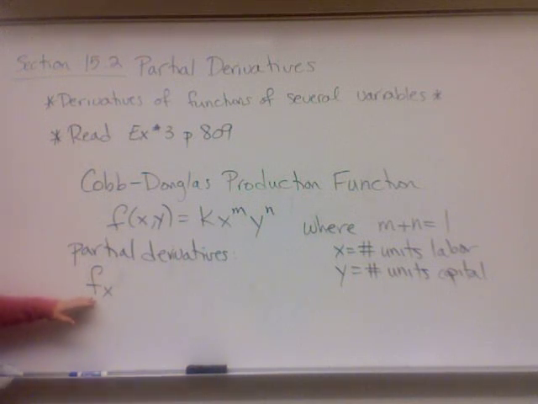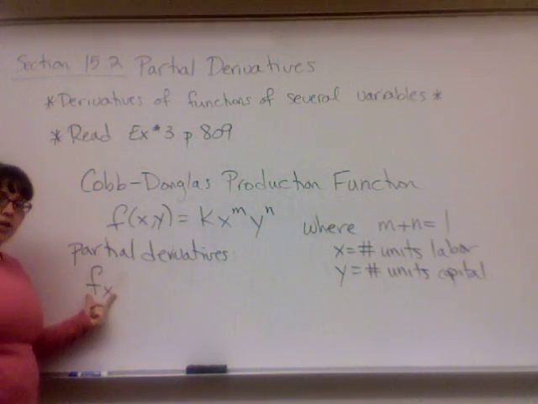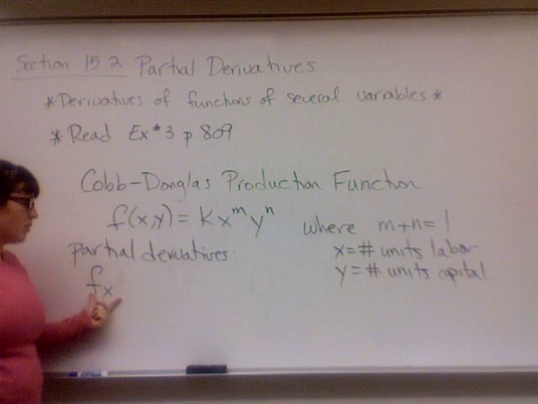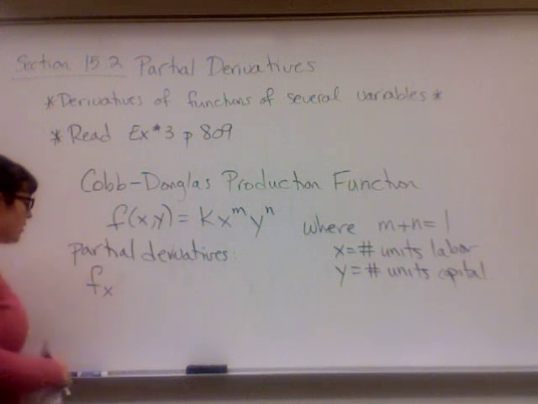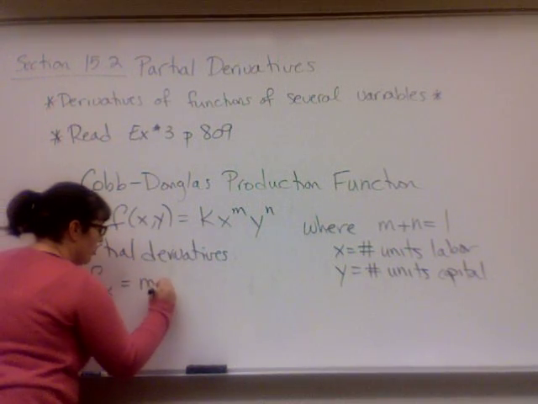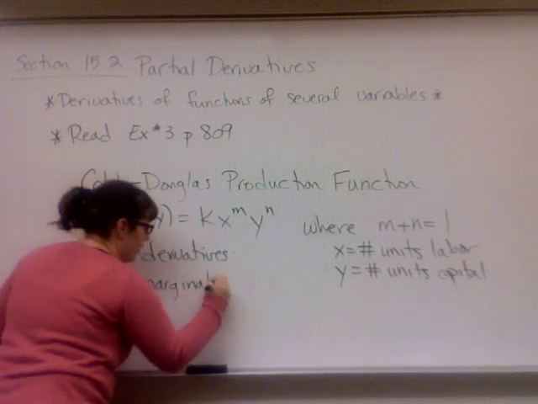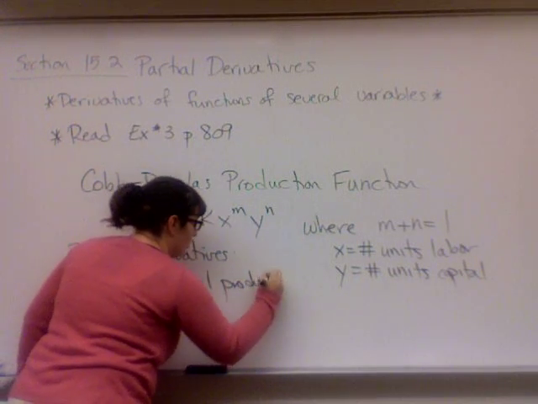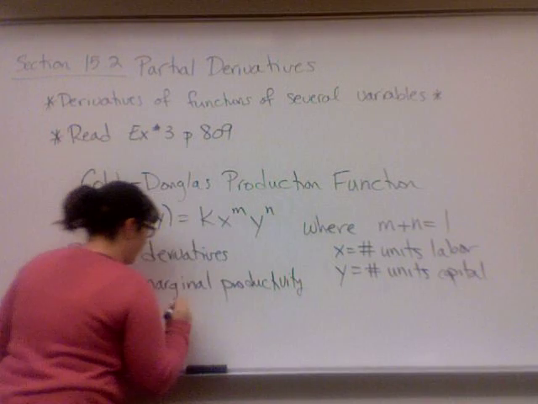So how do we think about this one? We think about f here as being production. So how does production change? This notation says, how does production change as the number of units of labor change? Okay, well, this is what's called the marginal productivity of labor.